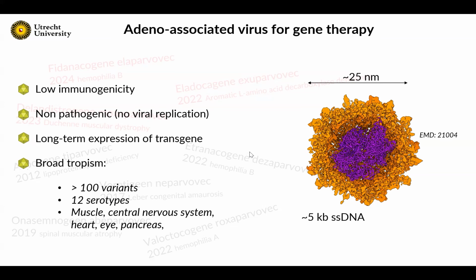And of course, there's also still research ongoing into developing more capsids and more different variants of AAVs in order to really specifically target certain cell types.